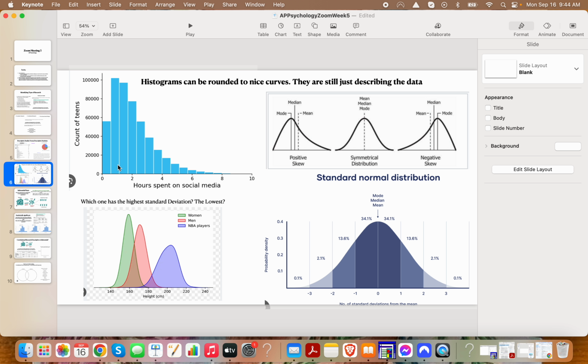This is what we would call positively skewed data, because the mean is being pulled out by these people who are using it a lot. So in a positive skew, the big numbers are pulling the mean. The mode is going to stay with the most occurring. The median is going to get pulled not so much, and the mean is going to be pulled a lot by the data. A histogram just takes the data and it's like a bucket.